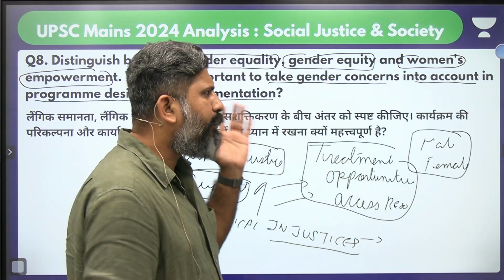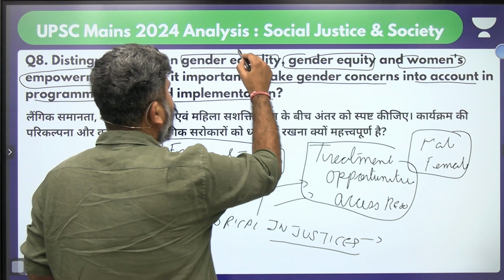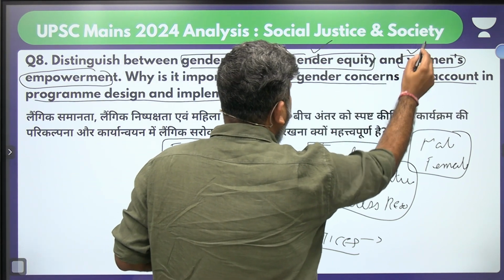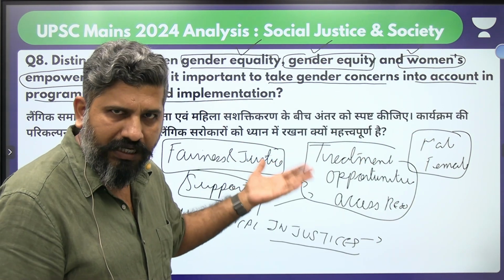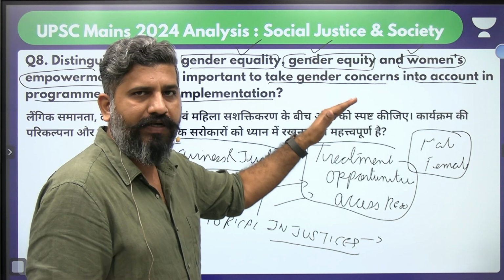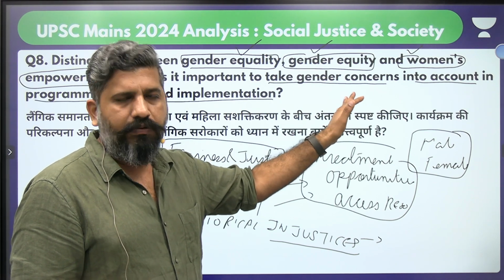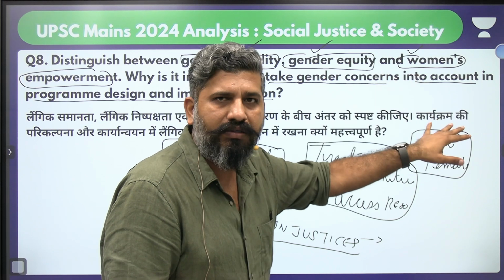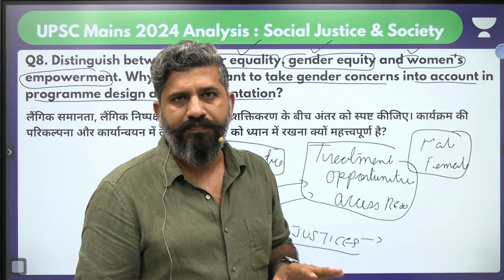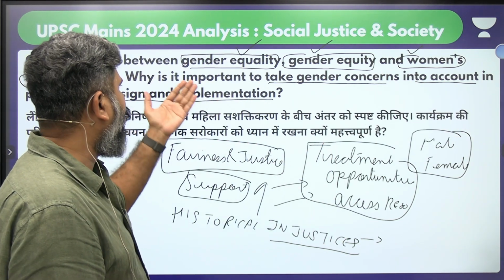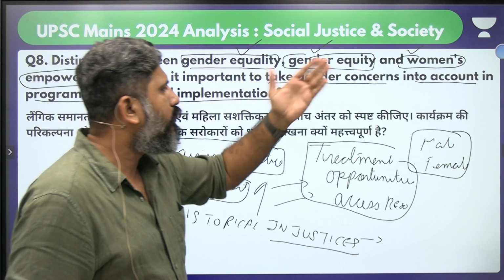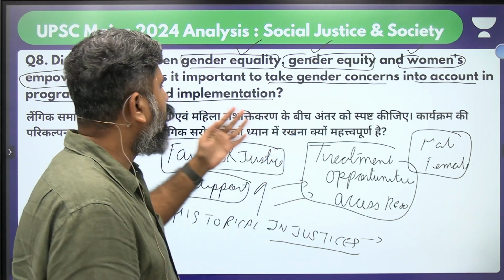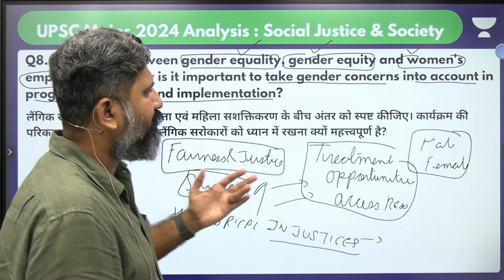Right? So first part, you have to define these three terms, that is gender equality, gender equity, and women's empowerment, by contrasting and highlighting the difference between the terms equality and equity in the first place. And in the context of the equity, we require the idea of women's empowerment. Then you go on to address the second part of the question, that is, why is it important to take gender concerns into account in program design and implementation?